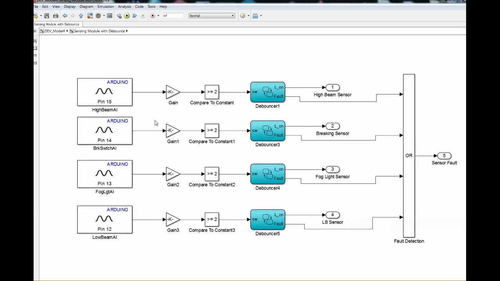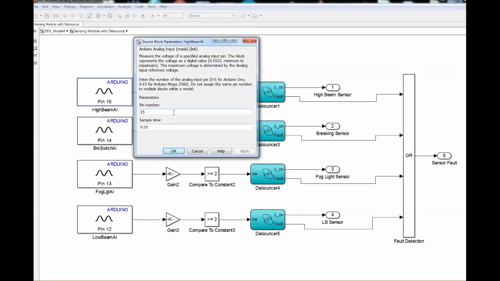So here, let's talk about the model really quickly. These are my four analog inputs. Those are analog input pins on the Arduino. This is the sample time for this specific one. I've chosen 5 milliseconds, so that's 20 times a second. That's more than enough for any reasonable response time. I mean, that's faster than you can push a button.